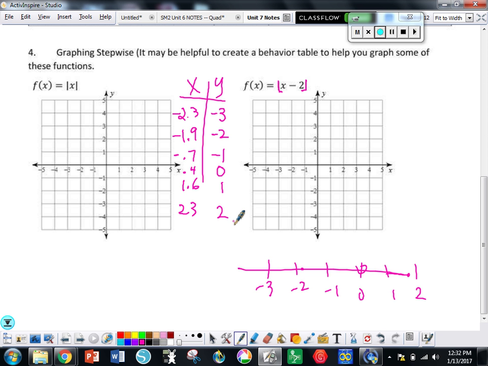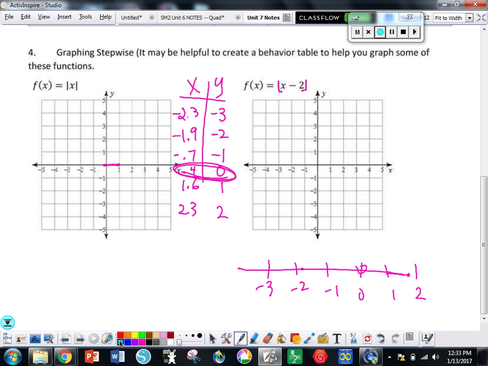That means everything between, the easiest way to start it is right here. Everything between 0 and 1 will be here at 0, right? Because if I plug in 0.5, it's still going to be at 0. If I plug in 0.9, it's still going to be 0. If I plug in 0.9999, it's still at 0. Until you get to the 1. At the 1, what happens? It jumps up to the next integer, right?